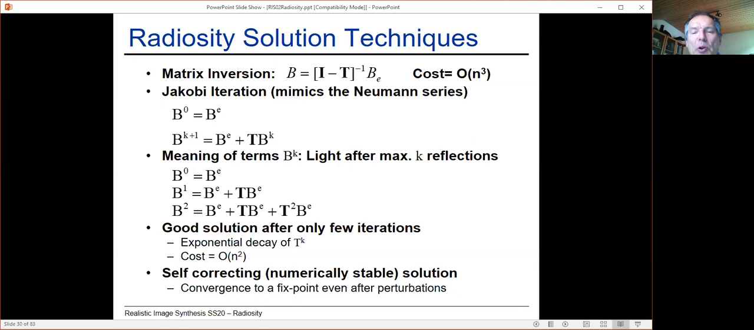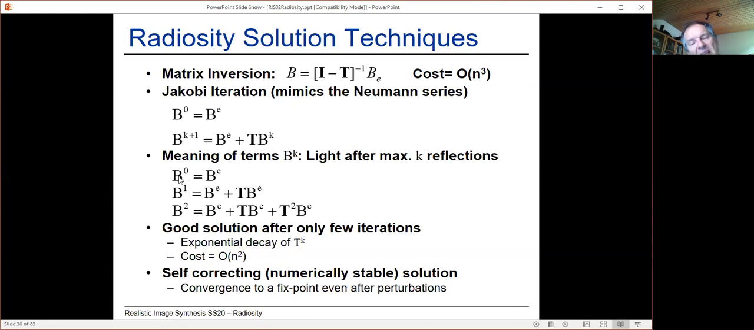A more popular approach would be related to this Neumann series, called Jacobi iteration. In the first iteration, we assume that the radiosity of light sources is assigned to the radiosity values, so nothing special. And then in each iteration, we take this radiosity matrix and multiply it by the radiosity values corresponding to the current iteration in order to compute the next iteration radiosity. So a typical iterative process.